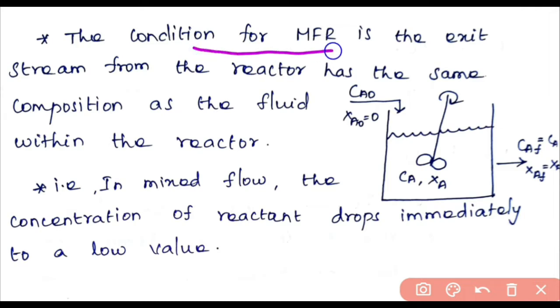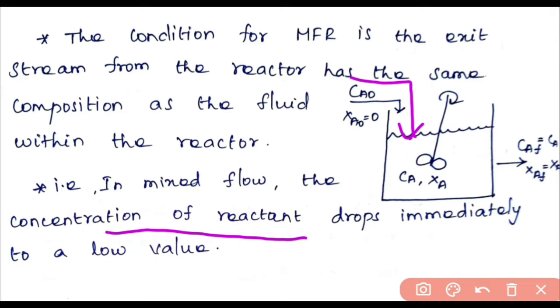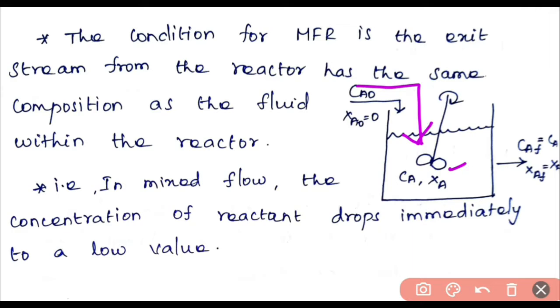Next, the condition for a mixed flow reactor is that the exit stream from the reactor has the same composition as the fluid within the reactor. So in a mixed flow reactor, once the reactant enters the reactor, the concentration of reactant drops immediately to a low value. That is, once the reactant enters the reactor, it is immediately converted into product. That is, you will get your desired conversion immediately. That is the condition for a mixed flow reactor.